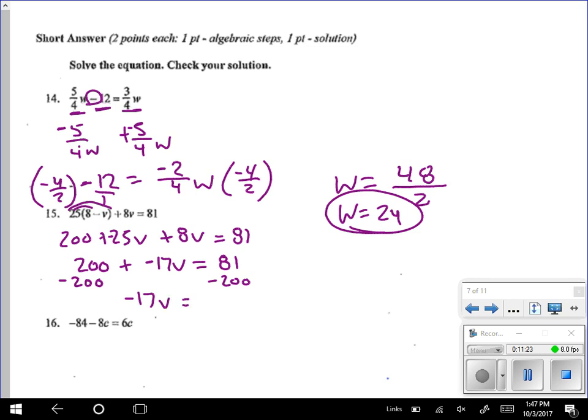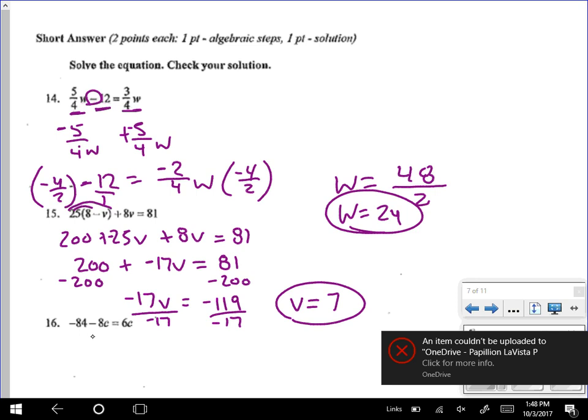Gives us negative 119, I believe. Negative 119 divided by negative 17. And B, a negative divided by a negative is a positive, so we will get 7. And you can plug that in and check it, if you really wanted to. I highly suggest it, but I can't make you.